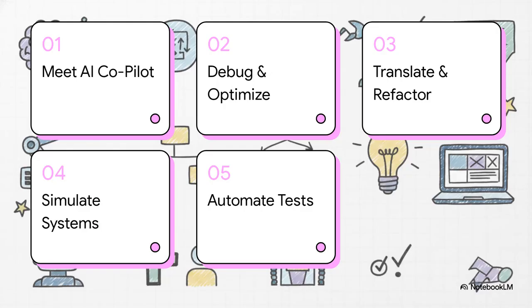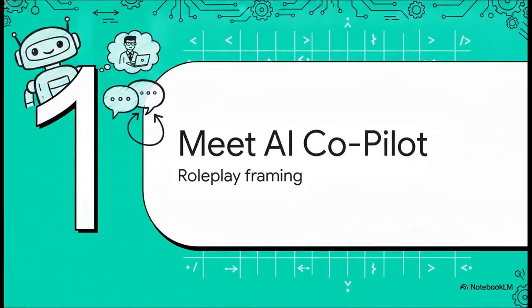To guide our learning today, this explainer is going to follow a leveling up progression. We'll start off with level 1, meeting your AI copilot. Then we'll scale up through debugging and optimizing code, translating and refactoring, simulating entire servers and systems. And finally, we'll hit boss level, automating those super tedious unit tests. All right, level 1, meet your AI copilot.